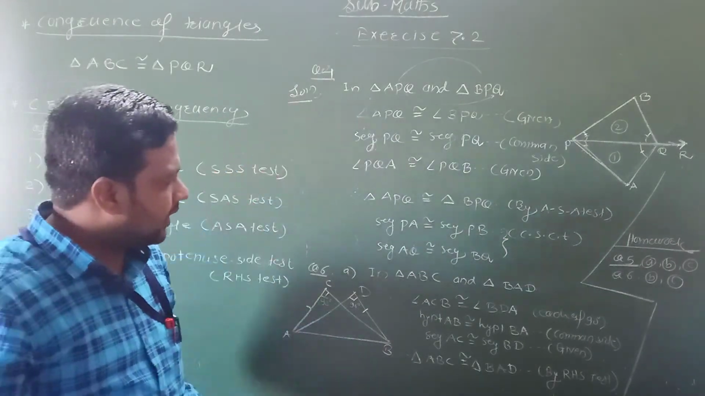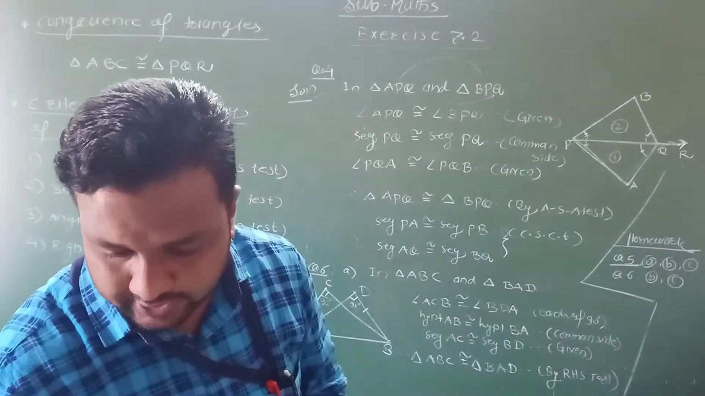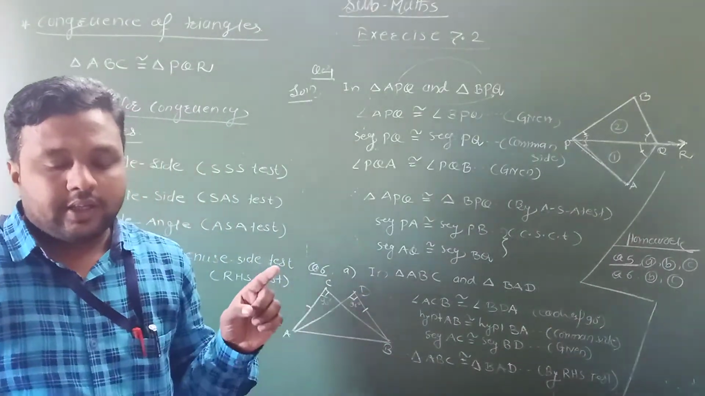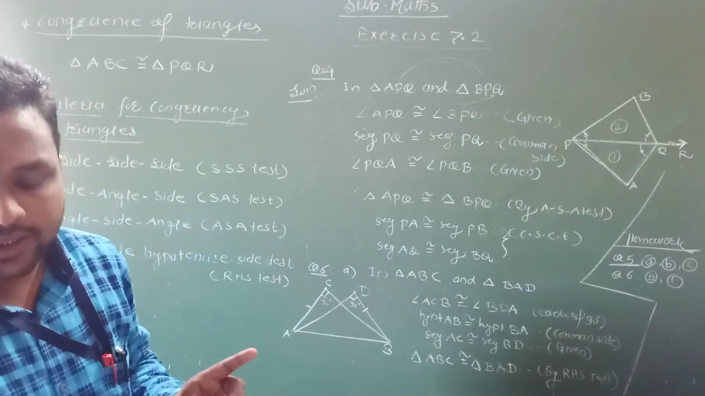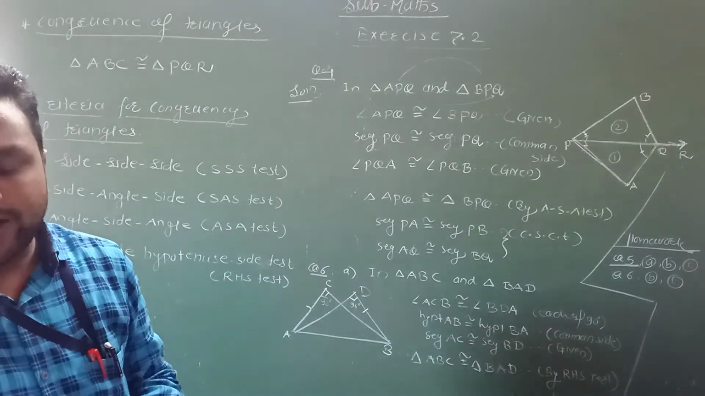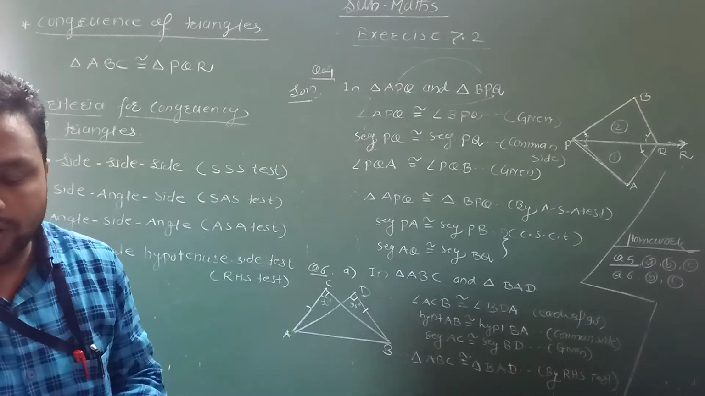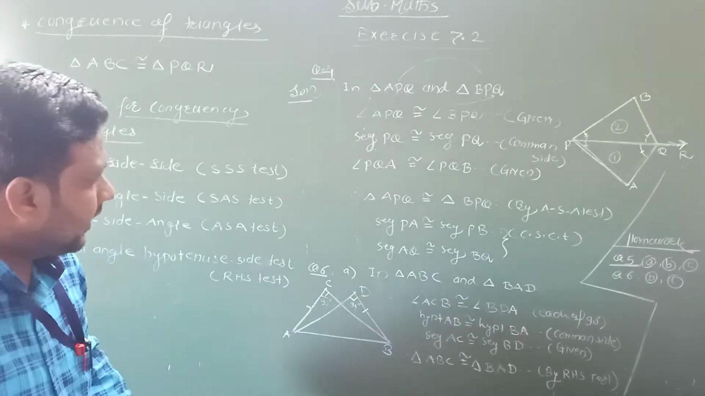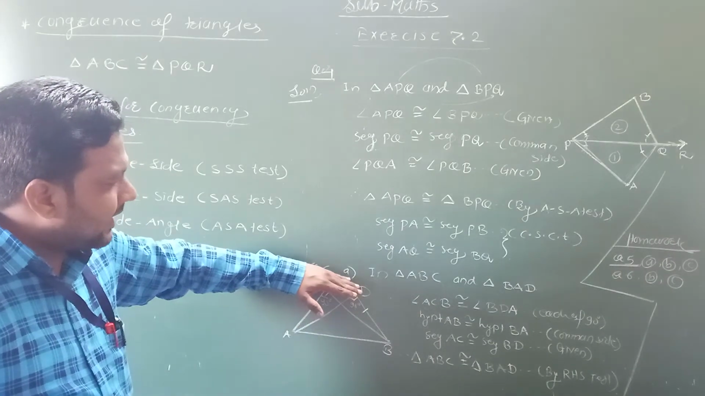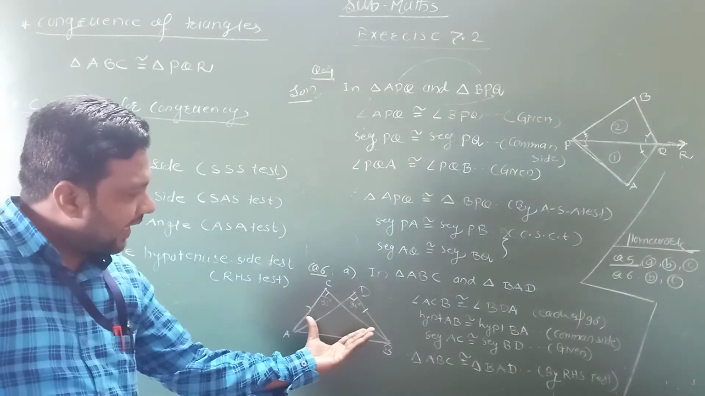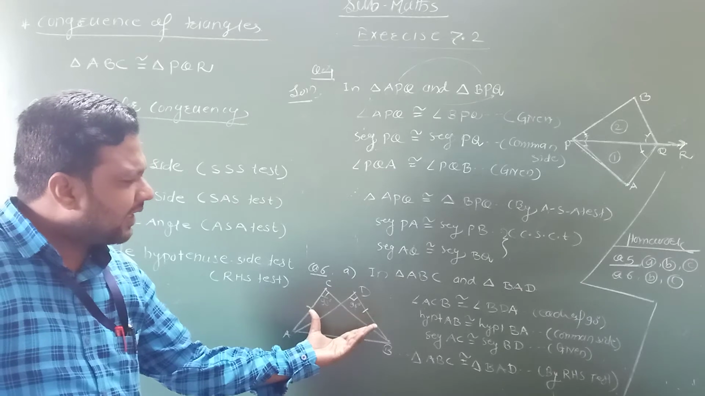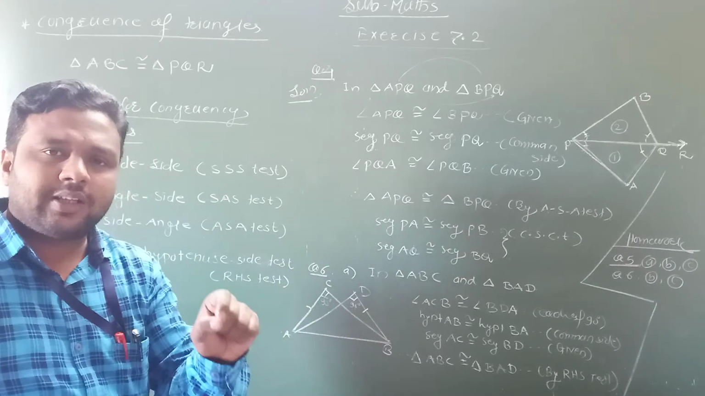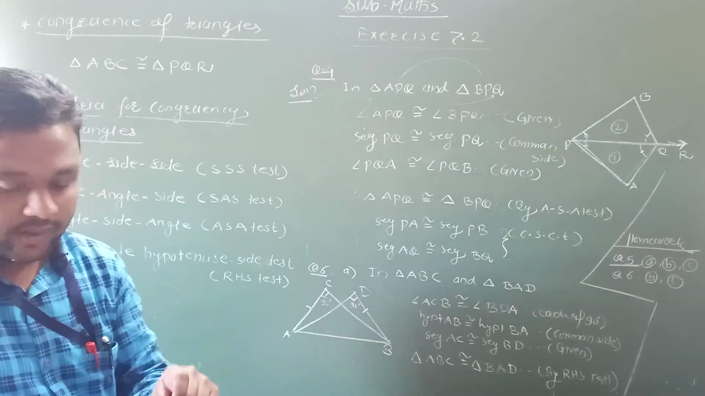Let's see the next question. Here I take question number 6. In question number 6: in the given figure, using the RHS congruency rule, write the two congruent triangles in symbolic form. Okay, here take example A. The figure is given like that. You have to prove these two triangles are congruent by the RHS test, and you have to mention it by symbol.